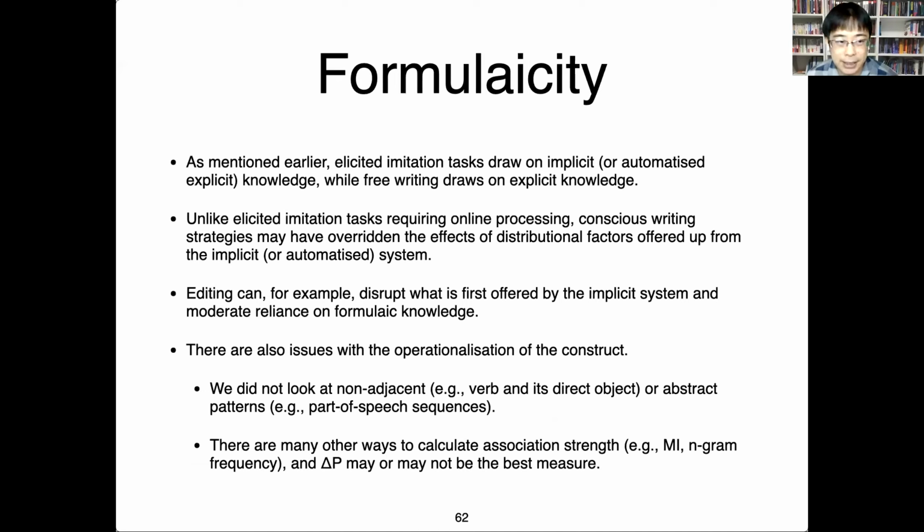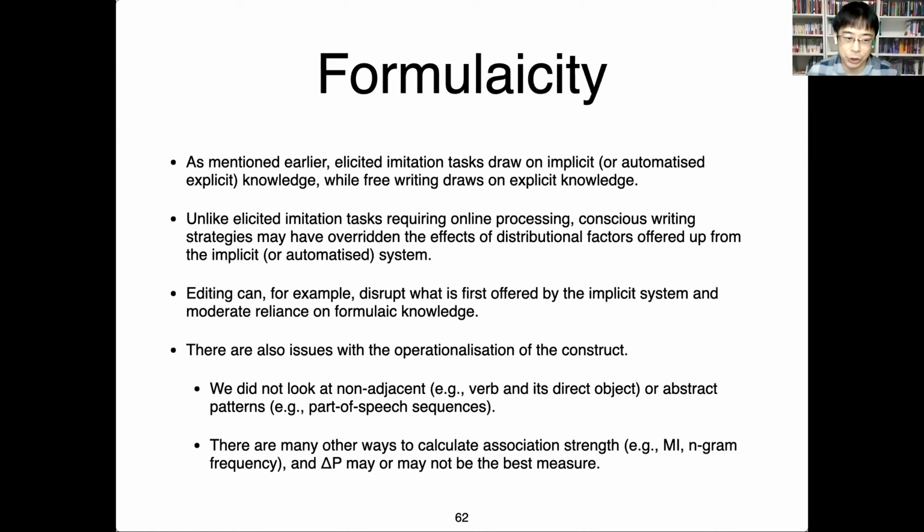In terms of formulaicity, as I mentioned earlier, elicited imitation tasks draw on implicit or automatized explicit knowledge, whereas free writing draws on explicit knowledge. And unlike the elicited imitation tasks requiring online processing, the conscious writing strategies that might have been used in free writing may have overridden the effects of distributional factors that were offered up from the implicit or automatized system. So the conscious efforts might have overridden the distributional effects. Editing, for example, can disrupt what is first offered by the implicit system and moderate reliance on formulaic language. So you may rely on formulaic knowledge less when you edit writing.